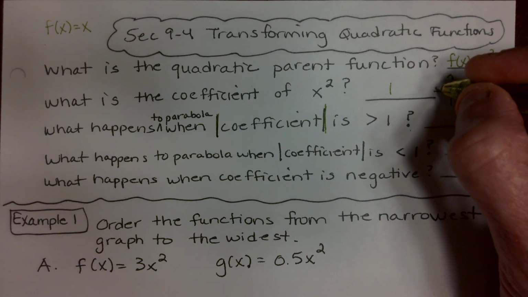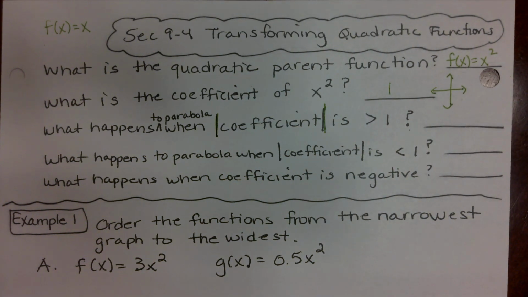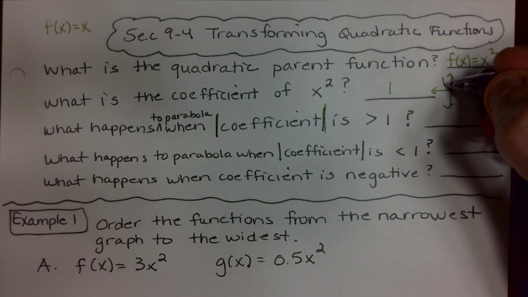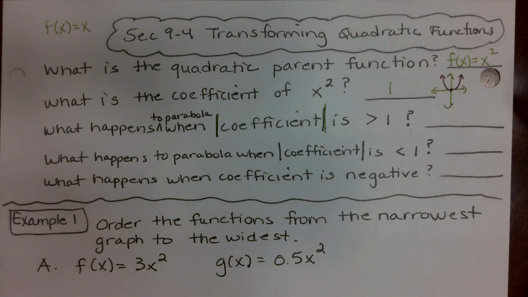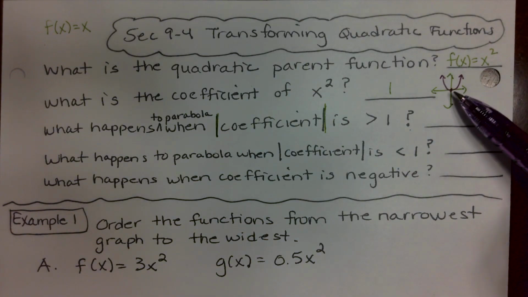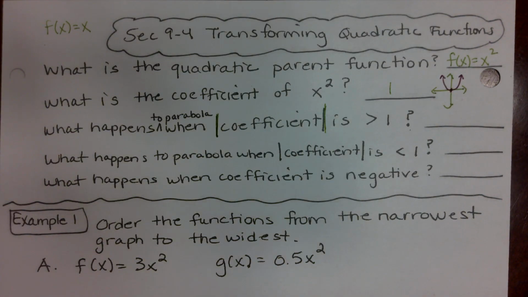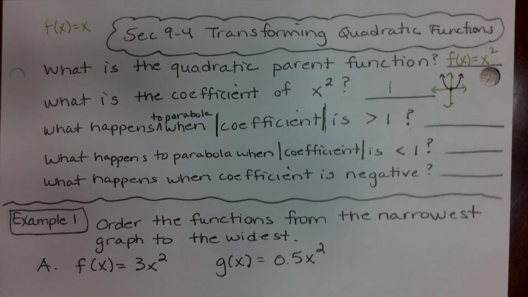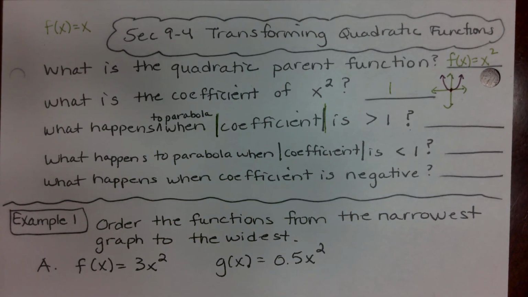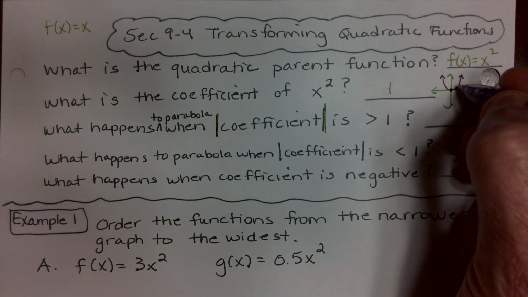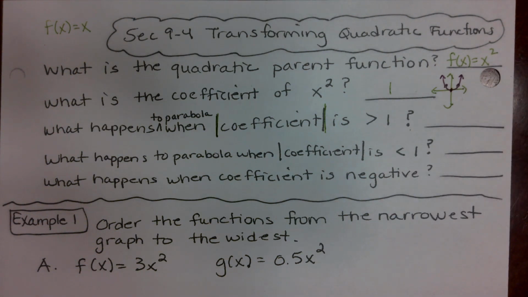Well, first of all, before I even get to that, I want to draw a little picture here. So you have a parent function all nice on your paper. Go ahead and draw it in. It goes right through like that. The minimum point is 0, 0. It opens up, and the coordinates that it hits are 1, 1 and negative 1, 1.